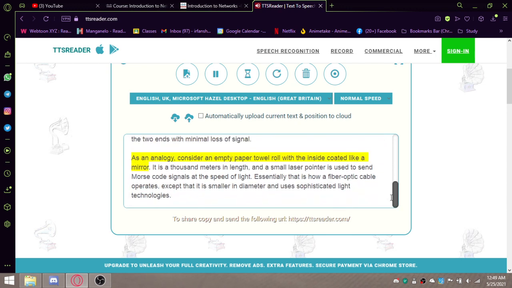As an analogy, consider an empty paper towel roll with the inside coated like a mirror. It is 1,000 meters in length, and a small laser pointer is used to send Morse code signals at the speed of light. Essentially that is how a fiber optic cable operates, except that it is smaller in diameter and uses sophisticated light technologies. Okay, faham.